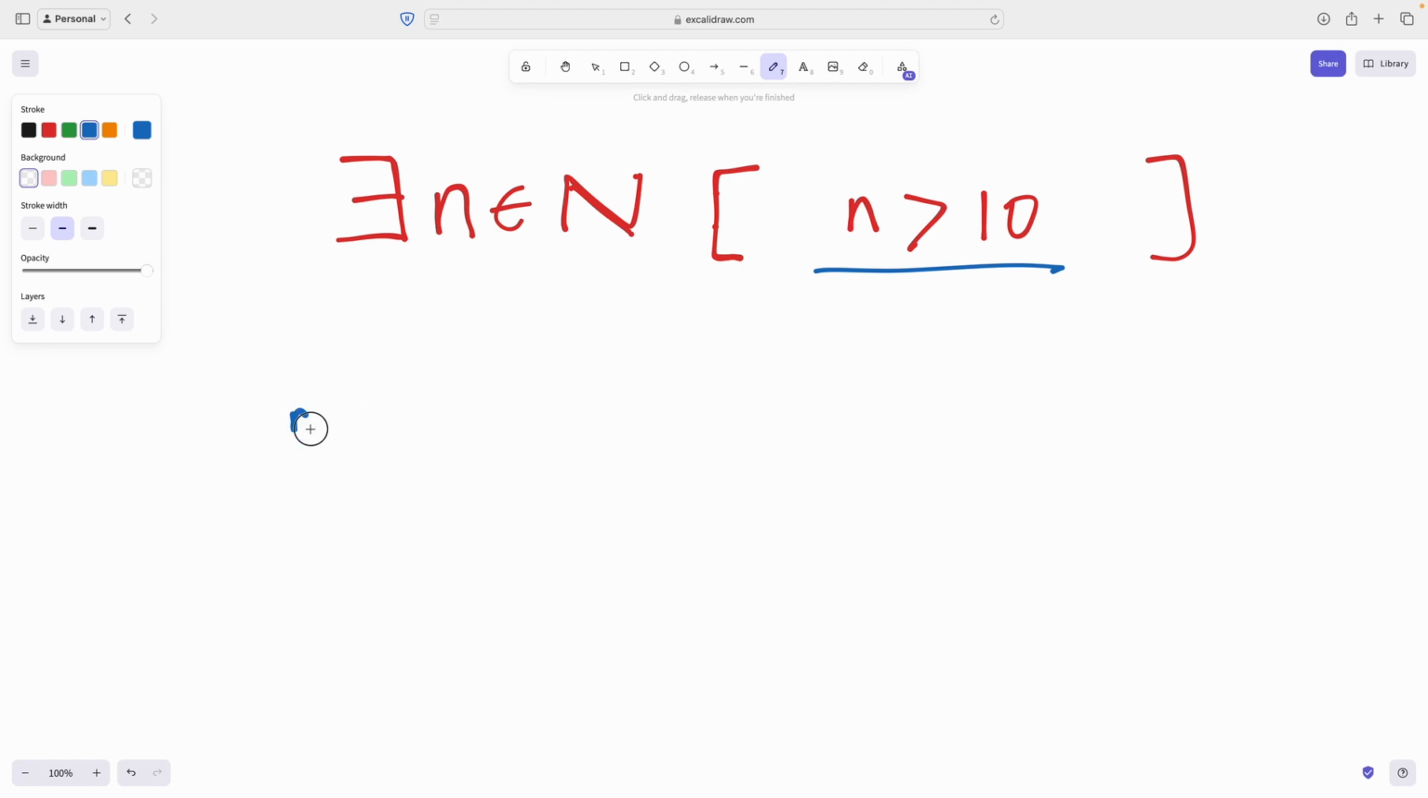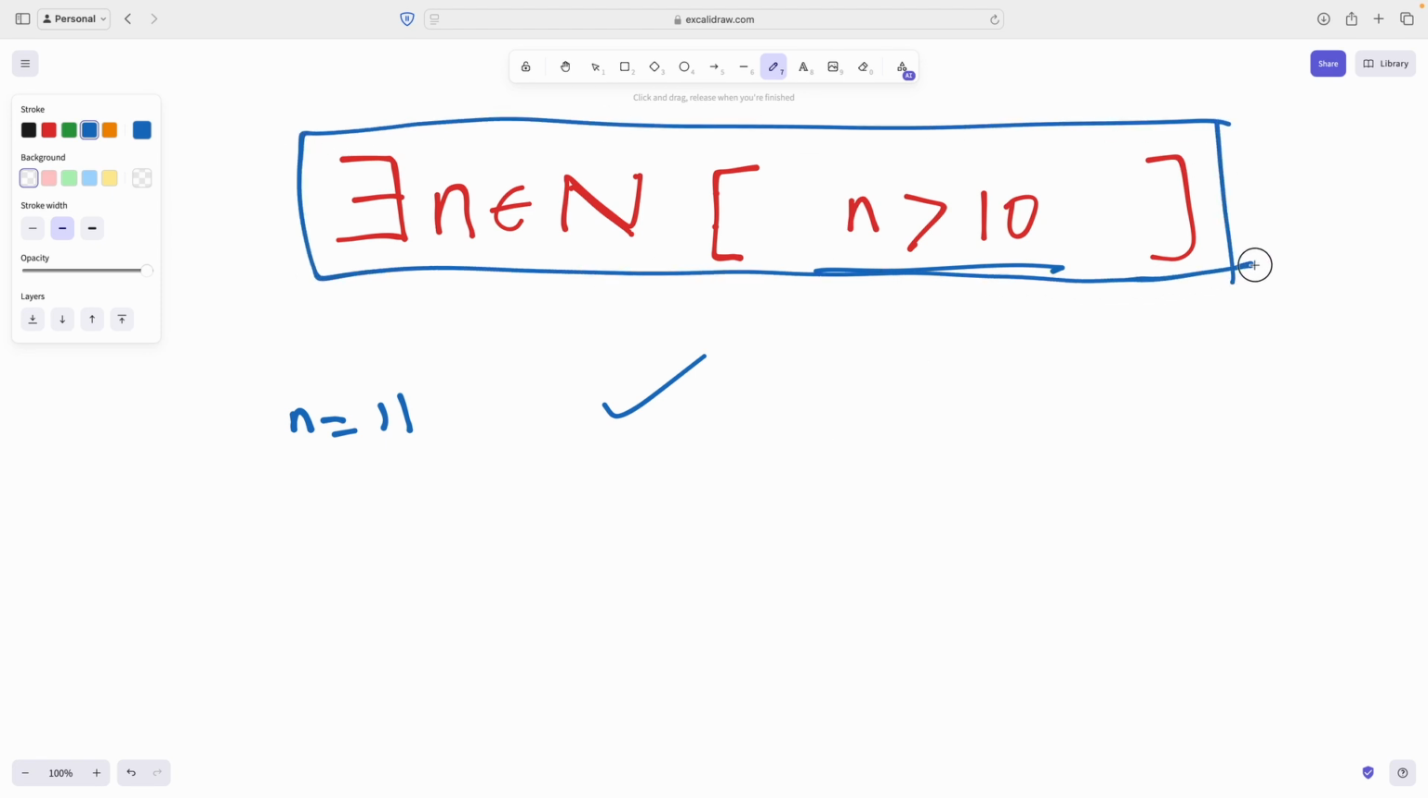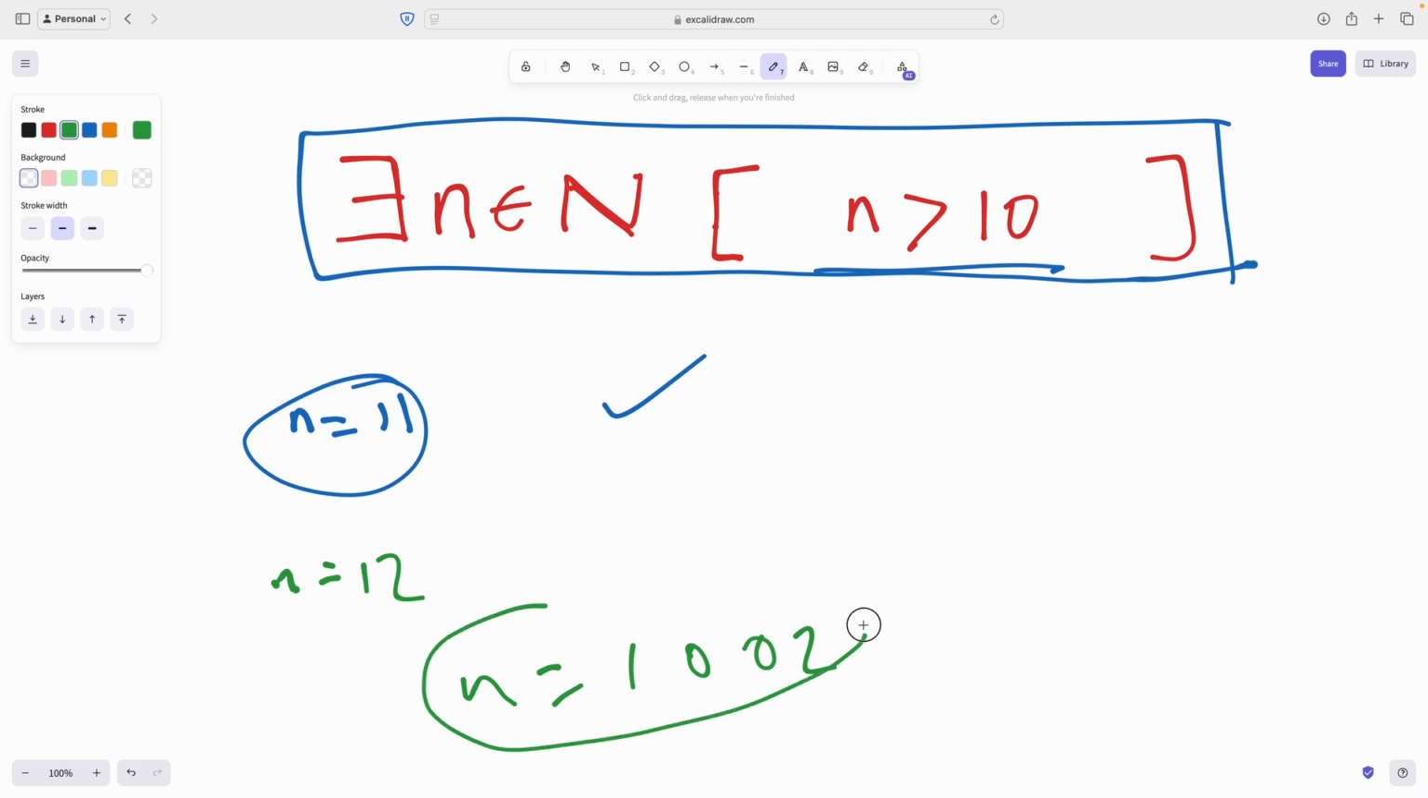Well, we could choose n equals 11. We could try that. Does that satisfy the constraint? Remember there might be lots of constraints, but in these simple examples there's just one. Yes, it does. So we've proven there exists an n, a natural number, such that n is more than 10 with this example. But we could have chosen n equals 12, or n equals 1002, or any other number larger than 10. So there are sometimes lots of options and possibilities, sometimes an infinity of them.